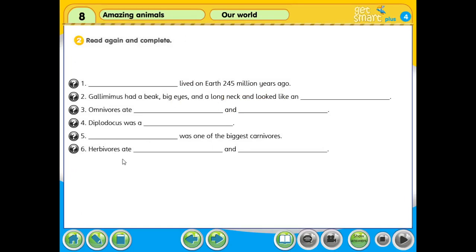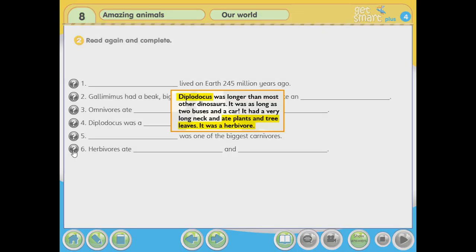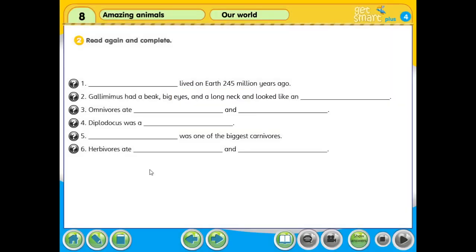Number 6, herbivores ate blank and blank. The hints are: Diplodocus ate plants and tree leaves. It was a herbivore. So herbivores ate. Alright, now I give you 5 minutes. Write down the answer before I give you the answer. So pause the video now.